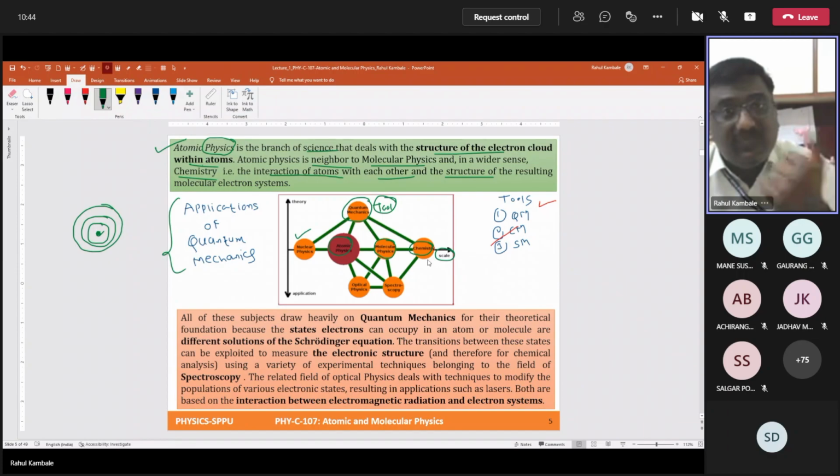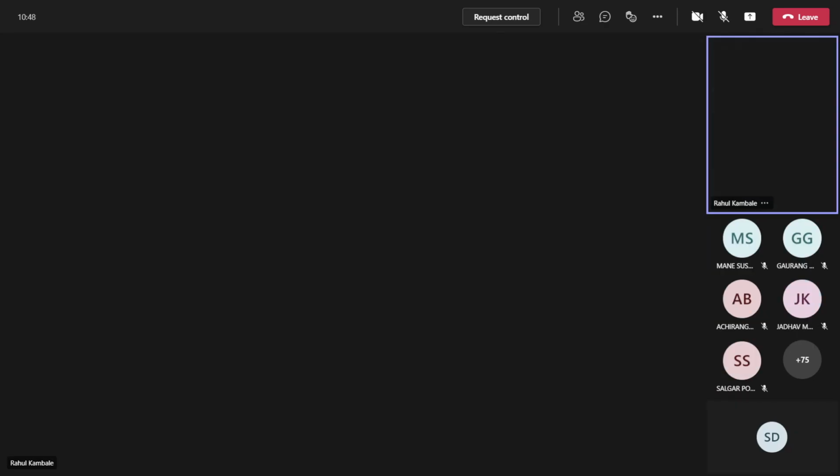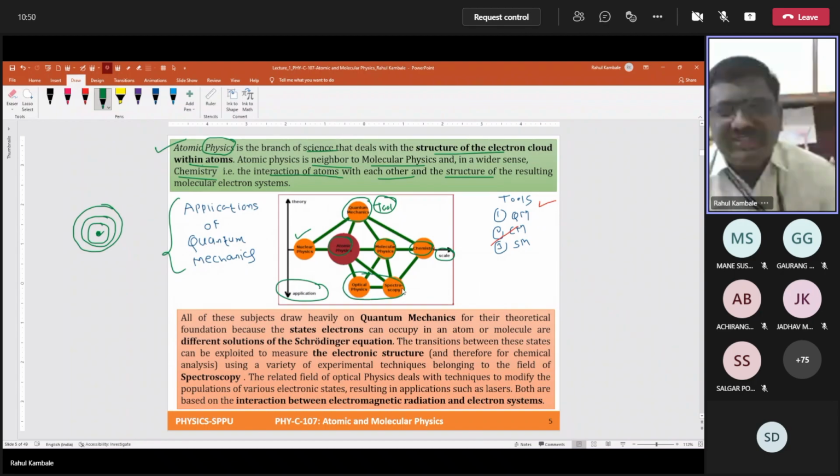Okay, so this is the scale, and for what purpose am I doing this? Application: optical physics and spectroscopy. Optical physics is related to laser or somewhere UV or visible, and spectroscopy means ultraviolet spectroscopy, infrared spectroscopy, Raman spectroscopy. This is your 3rd semester part.